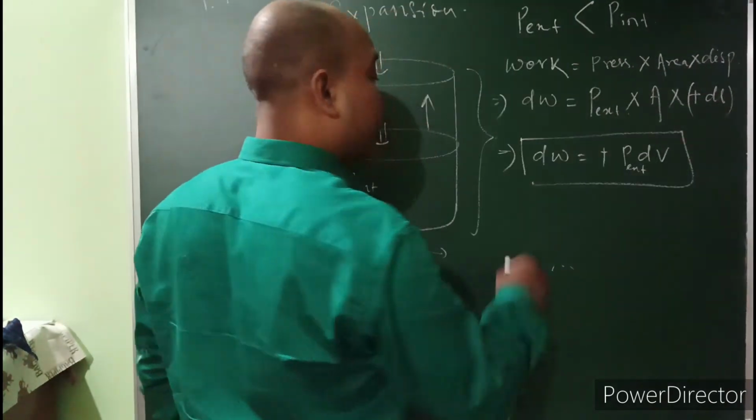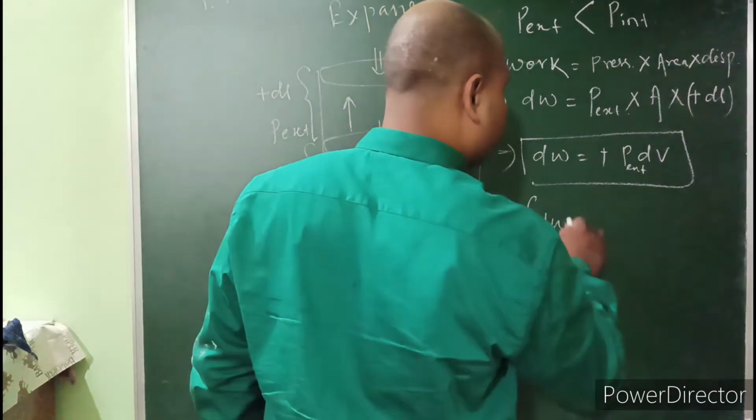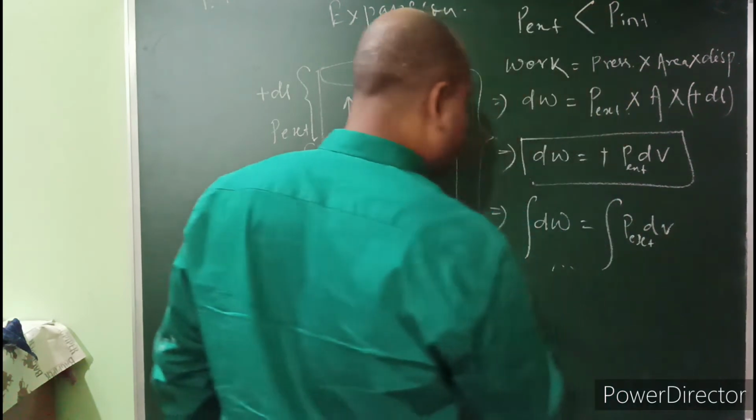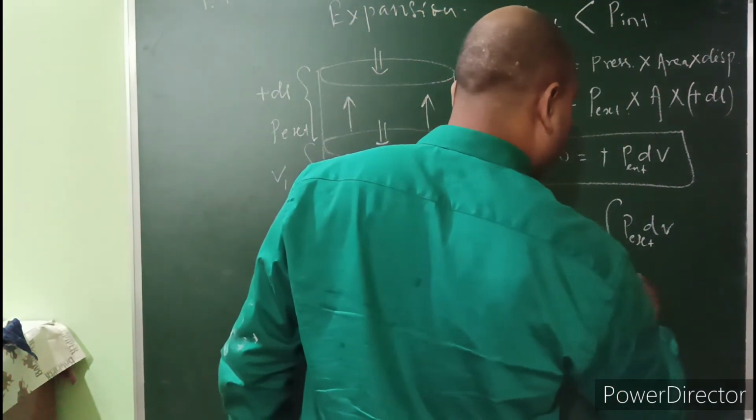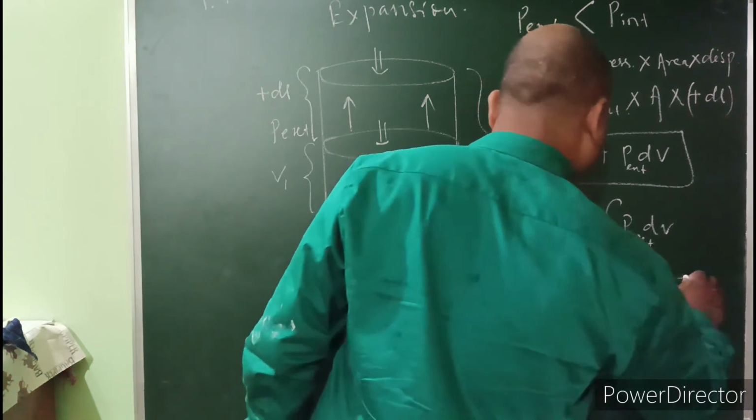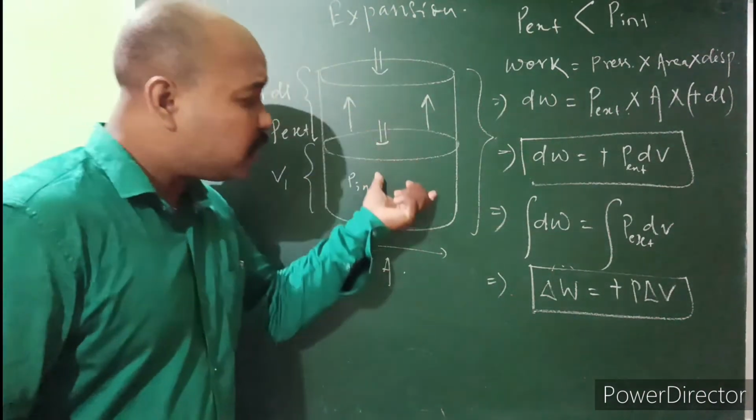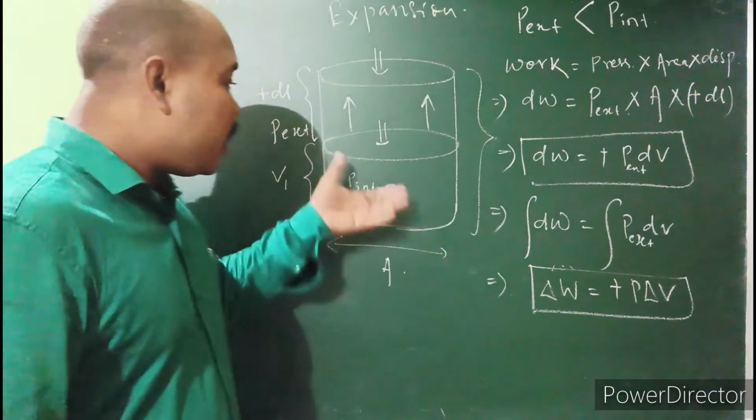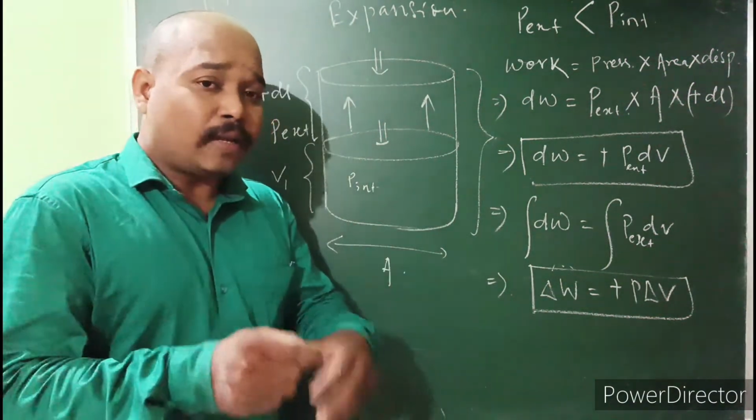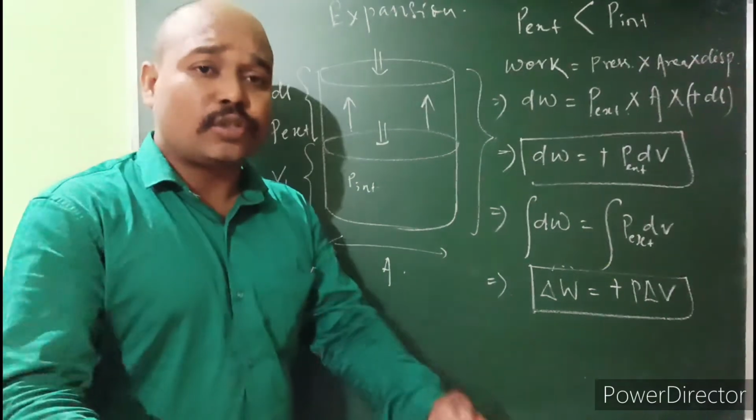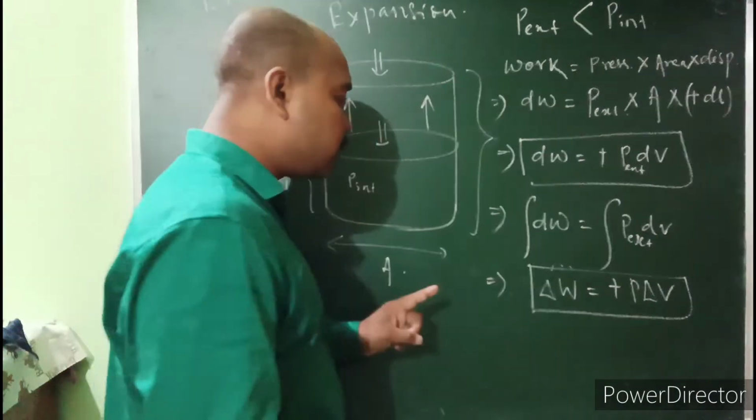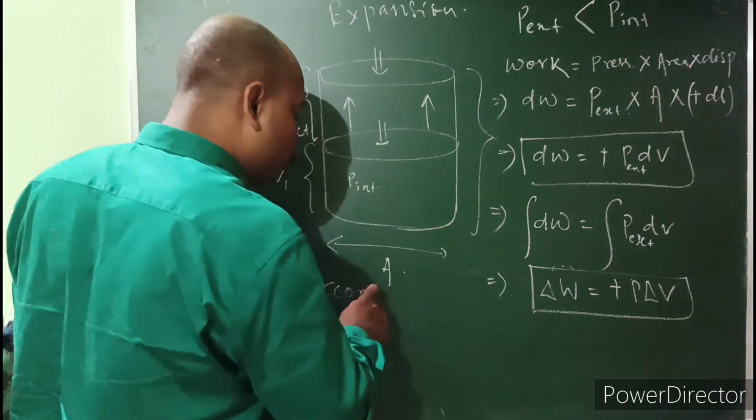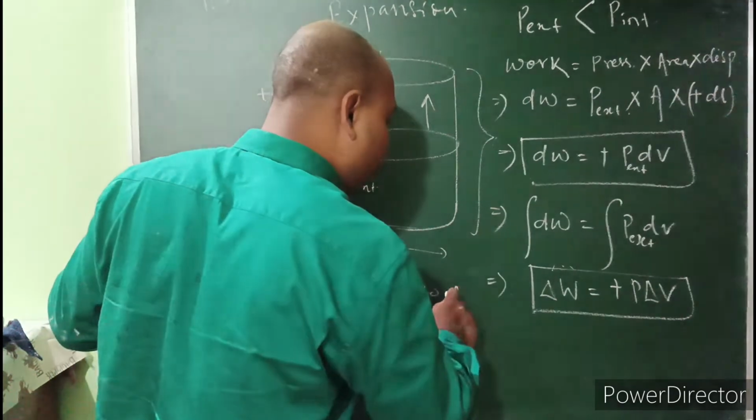Taking integration on both sides, what will we get? We will find del W equals to plus P del V. Now, for expansion or work done by the system, W is found to be P del V. Now, it is work done by the system. When any work is done by the system, it should lose energy. As according to IUPAC, the system is losing energy.